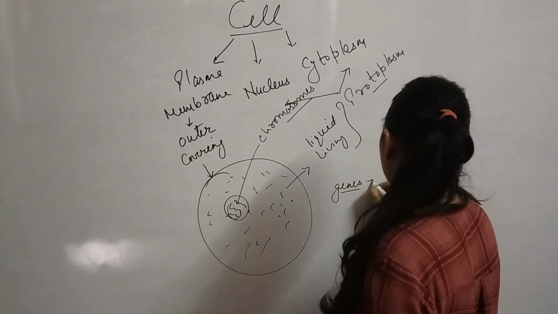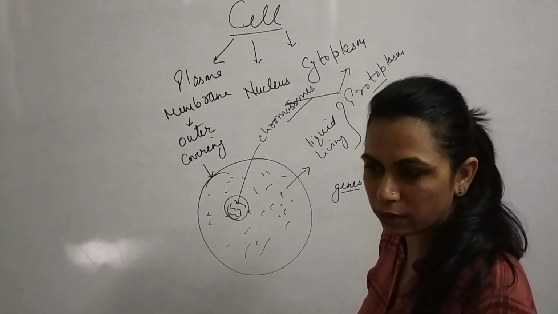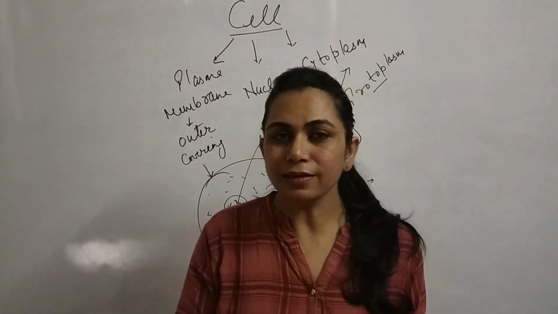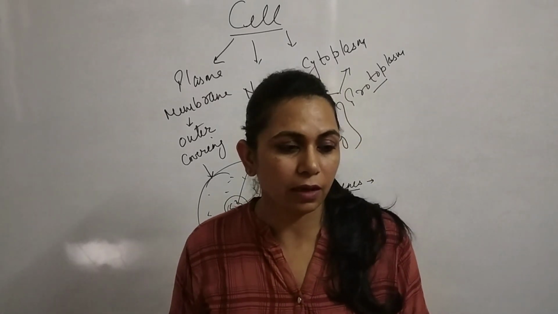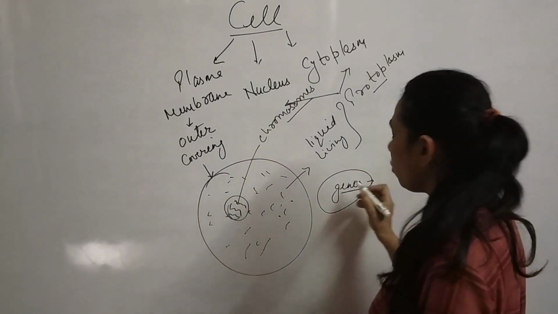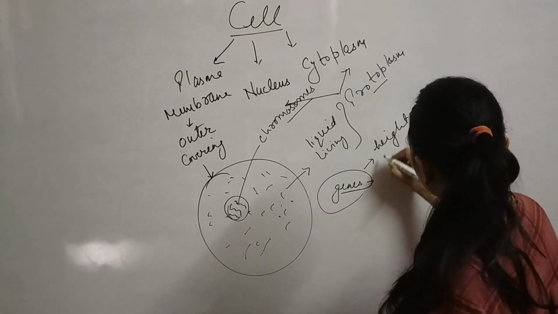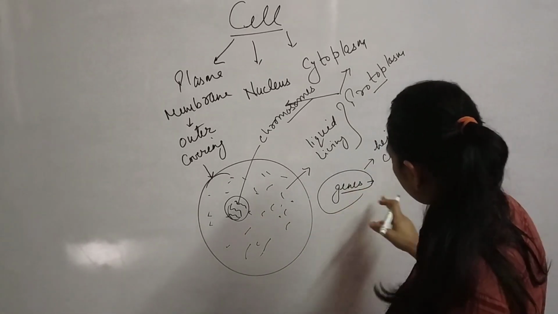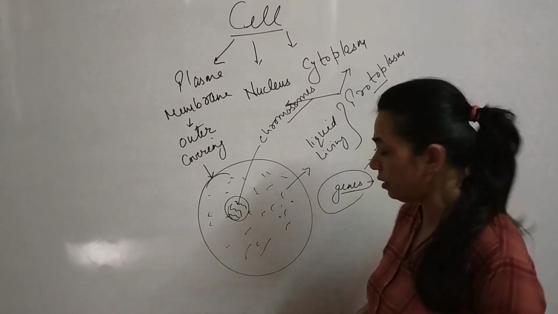What are genes? Genes carry hereditary characters from one generation to another. Like if I am tall, I am fair, then these characters are transferred to my next generation, like to my daughters, to my son, etc. So genes are responsible for all the characters, whether it is height, color, or any other character, and these genes are present on the chromosome.